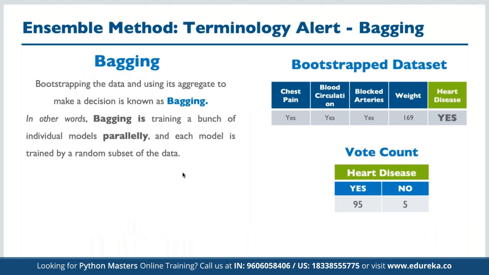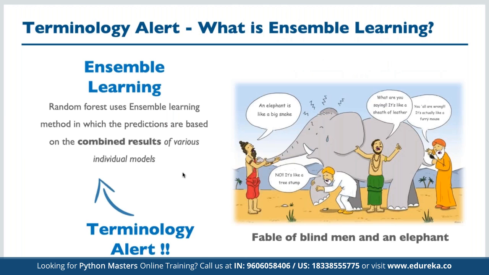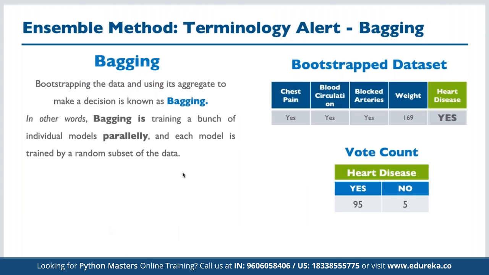So that was ensemble learning, which is a concept. Now what we use in ensemble learning is bagging and bootstrapping. This concept of voting itself is called bagging. You have a data set, and for simplicity, we are here taking just 4 variables.